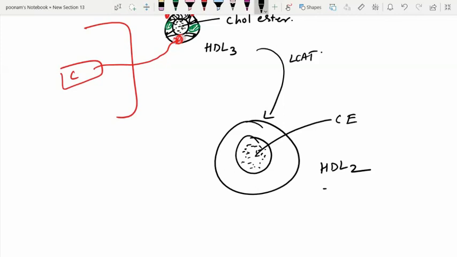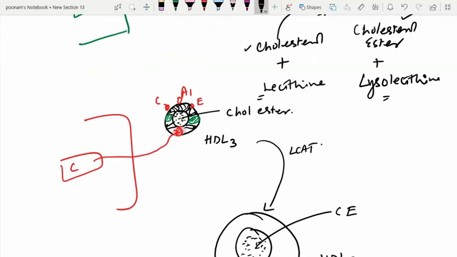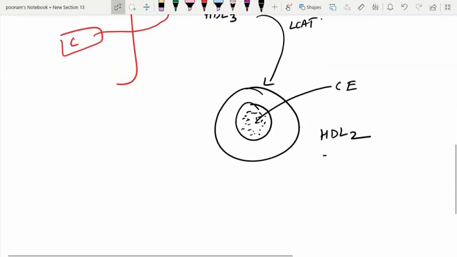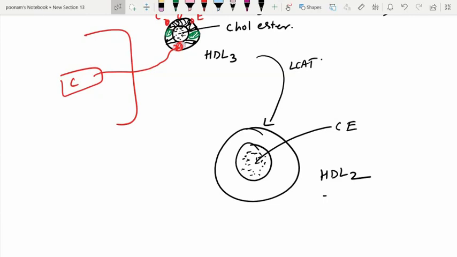So now HDL2 has more lipid, so its density is less. HDL3 has comparatively less lipid, so its density is more. Right, so this is how you should know that there is a difference in the density, in the size, and in the content of lipid in various forms of HDL. Less the lipid, more the density; more the lipid, less the density.